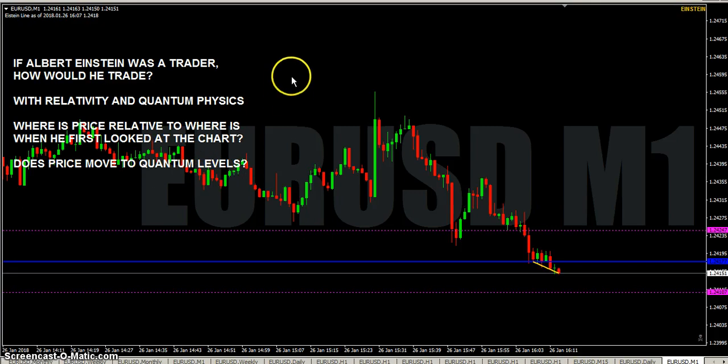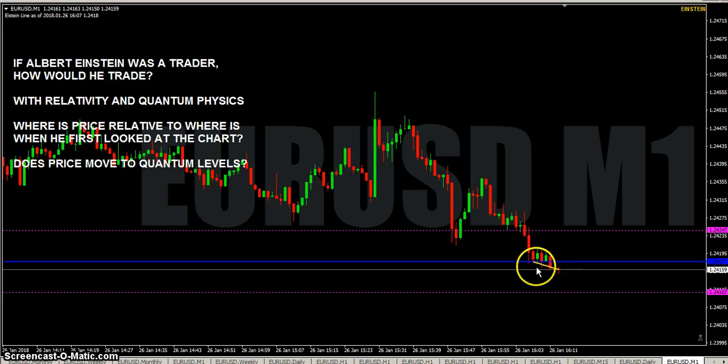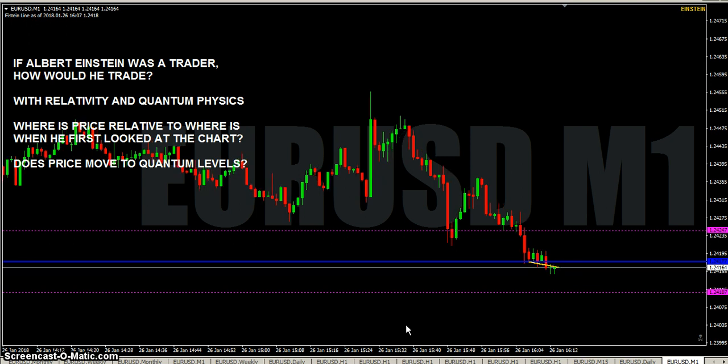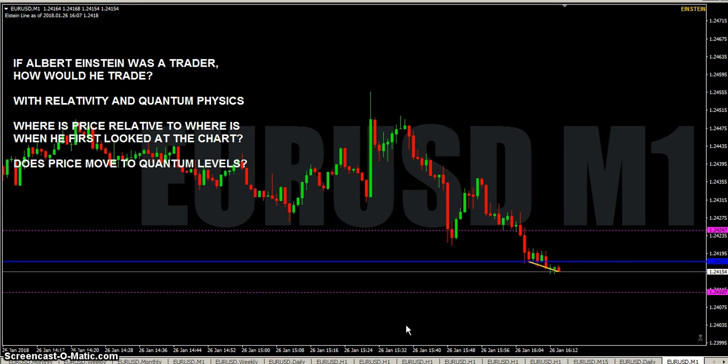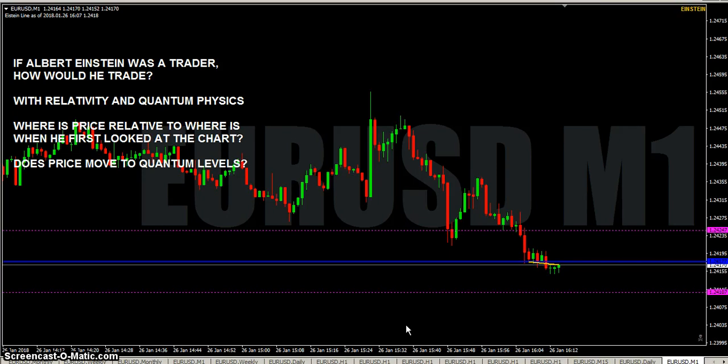Now, this part here, does price move to quantum levels? What I mean by that is, is there a distance that once price is moving it has to get to? That would be a quantum level. For example, maybe price has to move 10 pips below, or 10 pips above. At some point, price is going to move to that quantum level. I know this really isn't exciting. It's just watching the market, watching price, making simple observations. Oh, price is at the line right there.